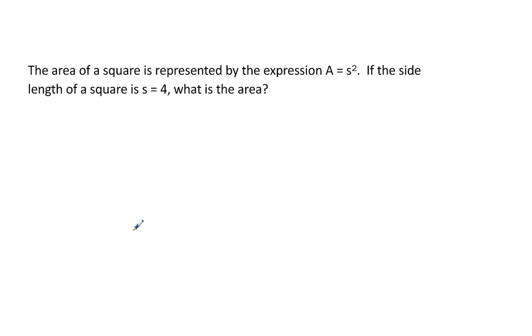The area of a square is represented by the expression area equals side squared. If the side length of a square is 4, what is the area? So this is a substitution problem. Area equals the side, which is 4 squared. So I know that 4 squared is the same as 4 times 4, which equals 16.